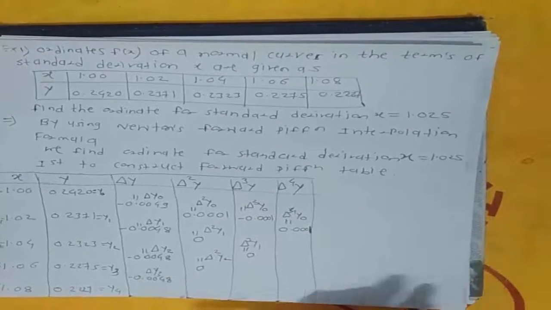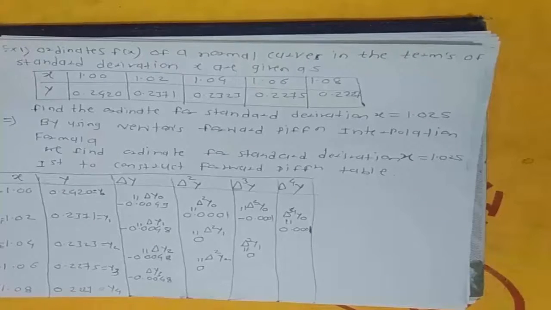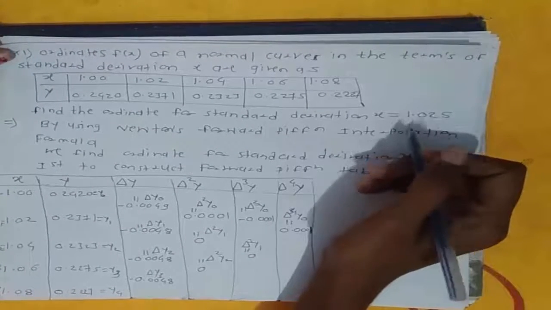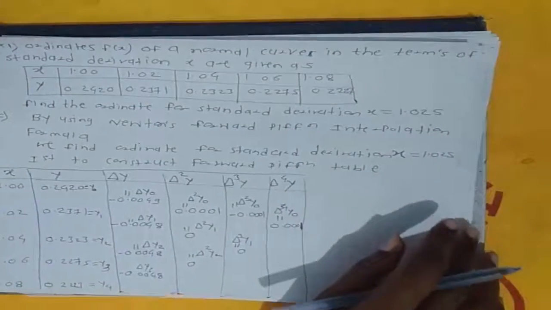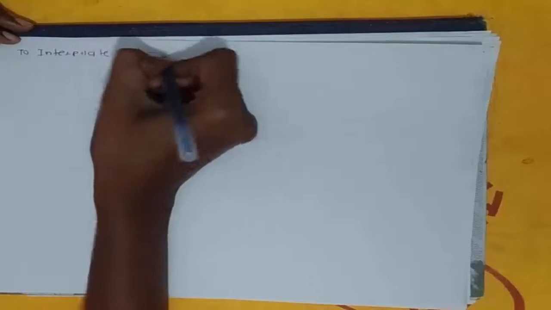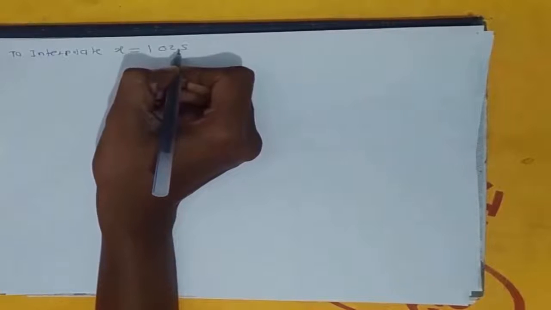In this way we can prepare the forward difference table. From the given data we have to find the value of y at the point 1.025 by using Newton's forward difference formula. So to interpolate, x is equal to 1.025, that is the interpolating value.